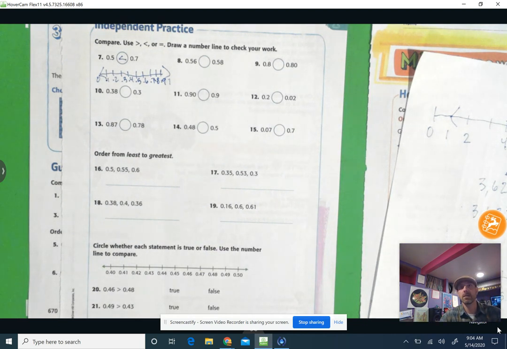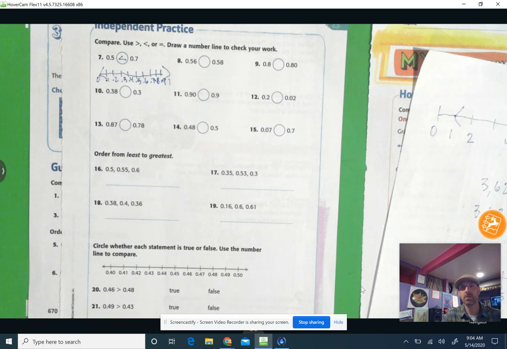All right, boys and girls, comparing and ordering decimals, just make sure that you follow directions.